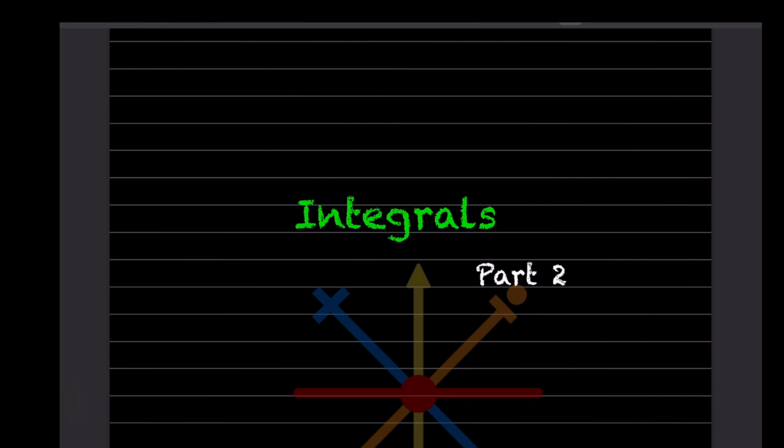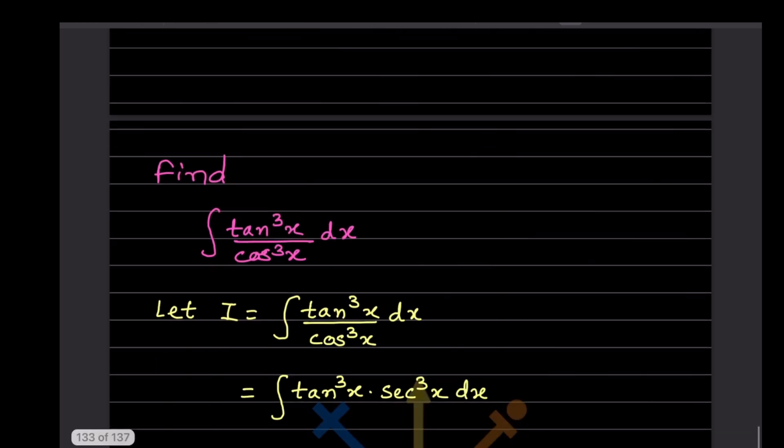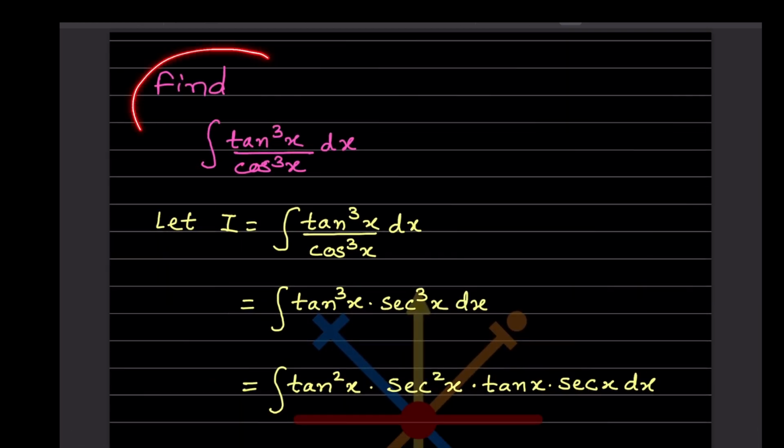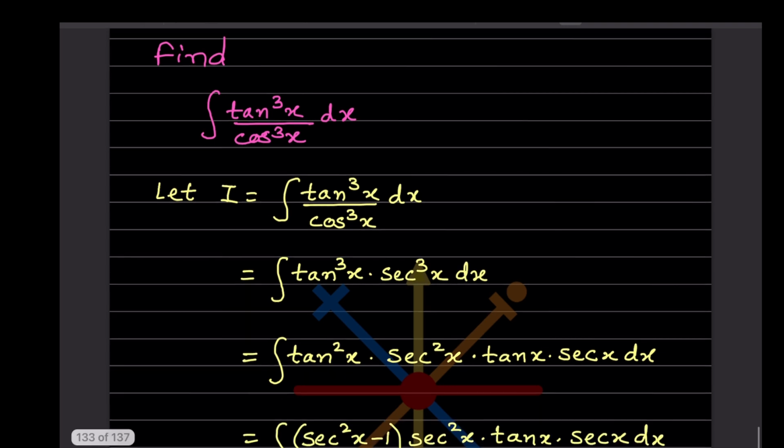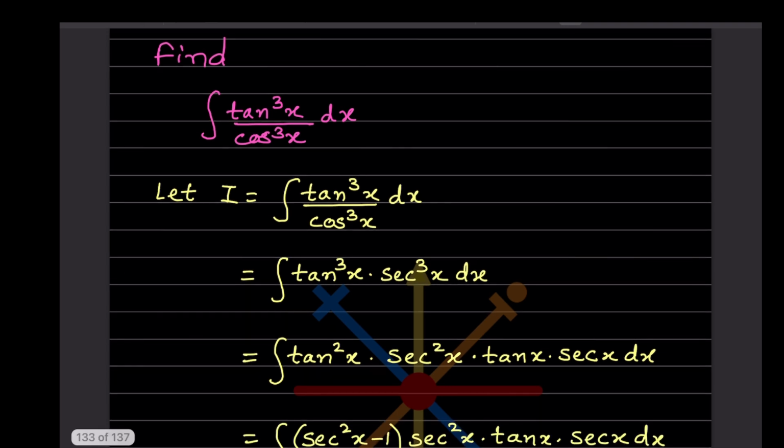So today we are going to do part 2 of the topic integrals, the partial equations. So this is the first one. We have to find the integration of tan cube x divided by cos cube x dx. Let us consider this as I. This is the integration here, the same over here.